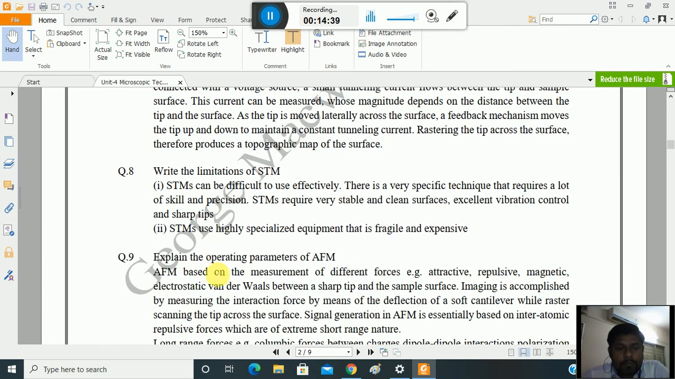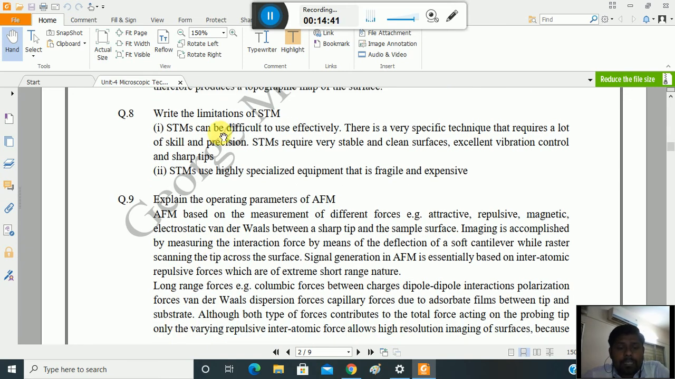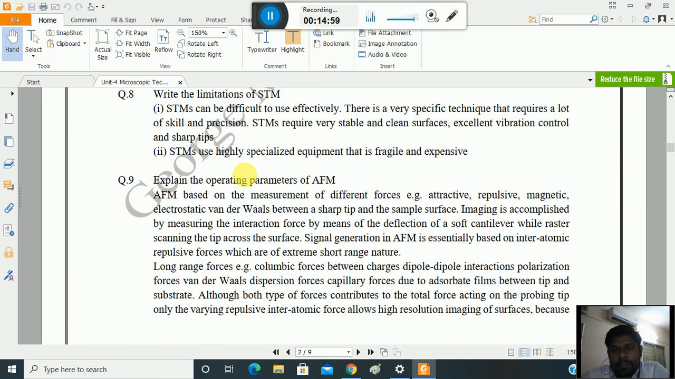Limitation of the STM. STM can be difficult to use effectively. It is a very specific technique that requires a lot of skill and precision. STM requires very stable and clean surfaces, excellent vibrational control and sharp tips. STM uses highly specialized equipment that is fragile and expensive.